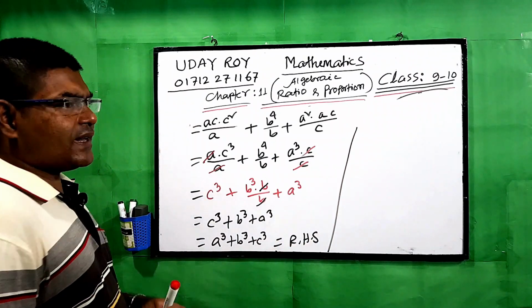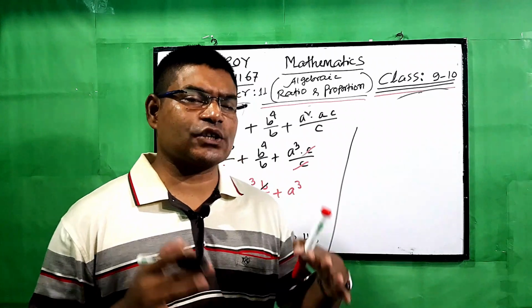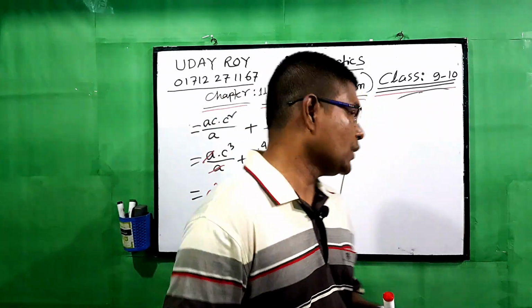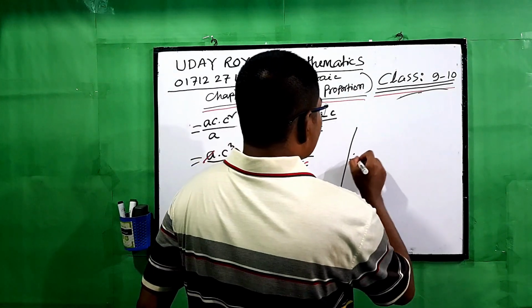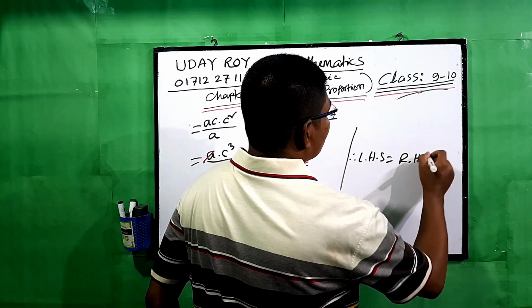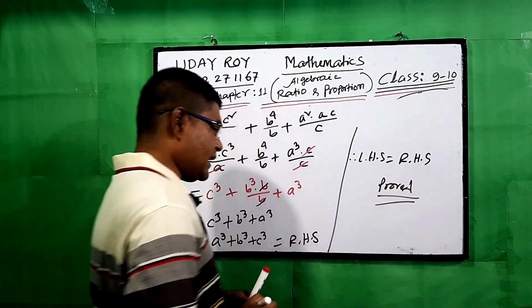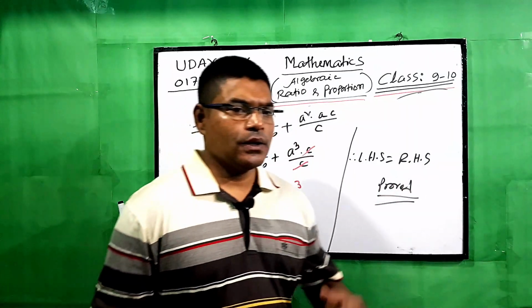So if you see proof, you have to write "proved"; if you see "show that", you have to write "showed". So therefore left hand side equals right hand side. Left hand side equals right hand side.